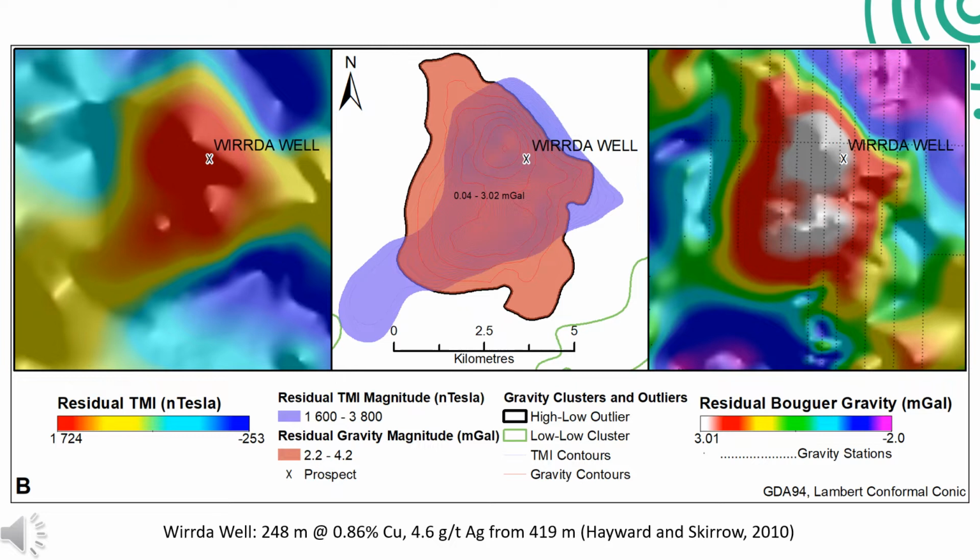Next we see Werder Well. Once again we clearly see the offset between the peaks of spatially coincident gravity and magnetics and the location of the deposit some distance from the peak of the gravity and magnetic high. And of course we see the semi-coincident magnetic and gravity anomalies.